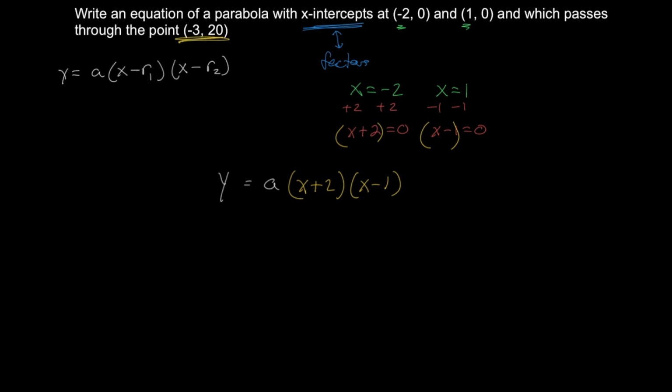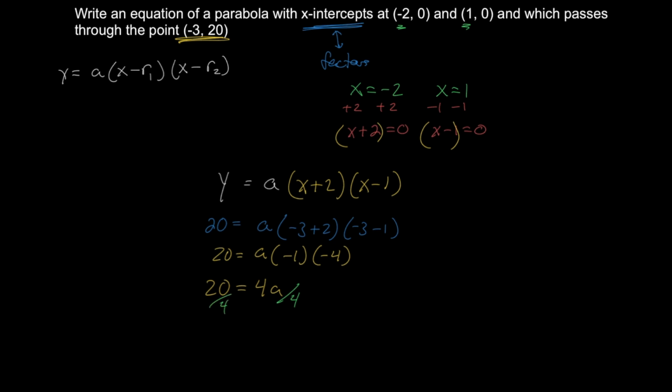We have the ordered pair (-3, 20). Negative 3 is the x value, 20 is the y value, so we'll just plug those in. This way we'll be able to solve for a. So negative 3 plus 2 and negative 3 minus 1. I'll go ahead and simplify each of the parentheses. Negative 3 plus 2 is negative 1. Negative 3 minus 1 is negative 4. And we have negative 1 times negative 4, which is positive 4a, equals 20. A nice, easy one-step equation, dividing by 4 on both sides. So a will be 5.